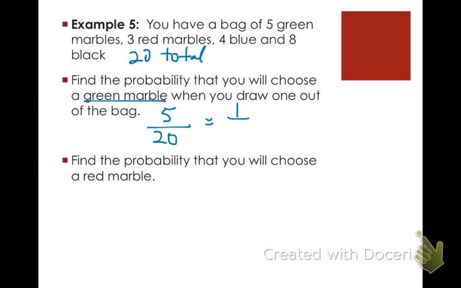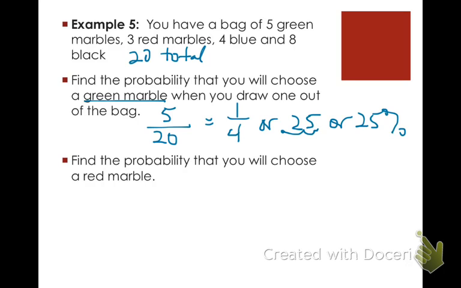We can reduce that and show it as a ratio. So it's 1/4. We can divide that out and get a decimal. So our probability is 0.25 or 25 hundredths. And then finally we can move our decimal 2 places to the right and show that as a percent. So it's unlikely, but we may pick a green marble.